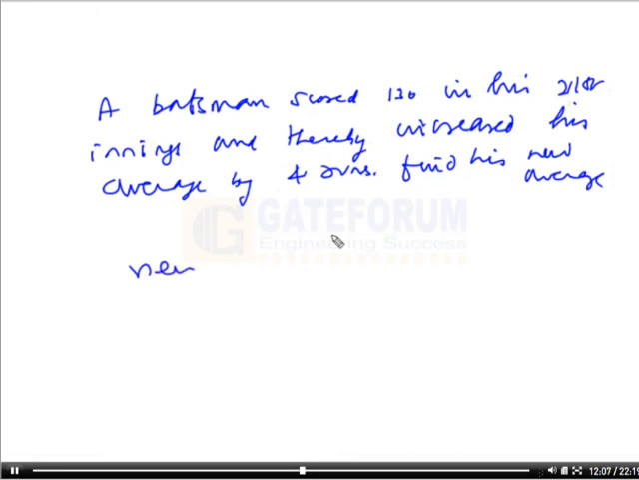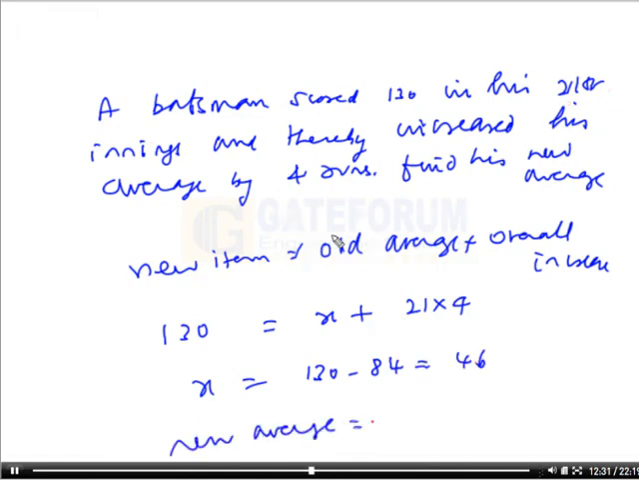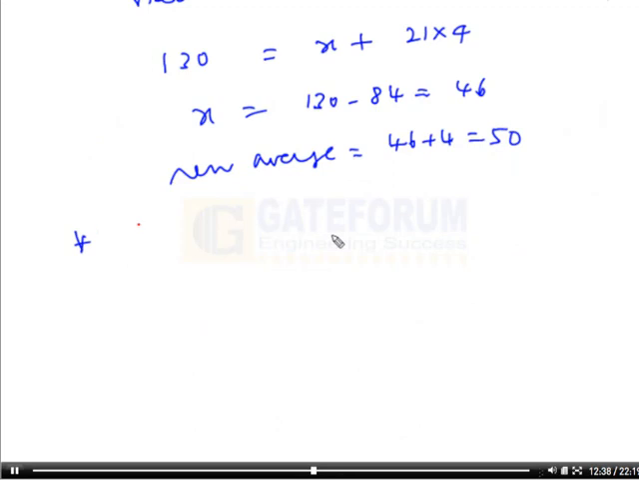So we can apply this rule. New item is equal to old average plus overall increase. The new number is the score, 130. Old average, let us take it as x. Overall innings 21 into 4. So old average is 130 minus 84, which is 46. What we need is the new average. So it is 46 plus 4, 50. Another common sum.